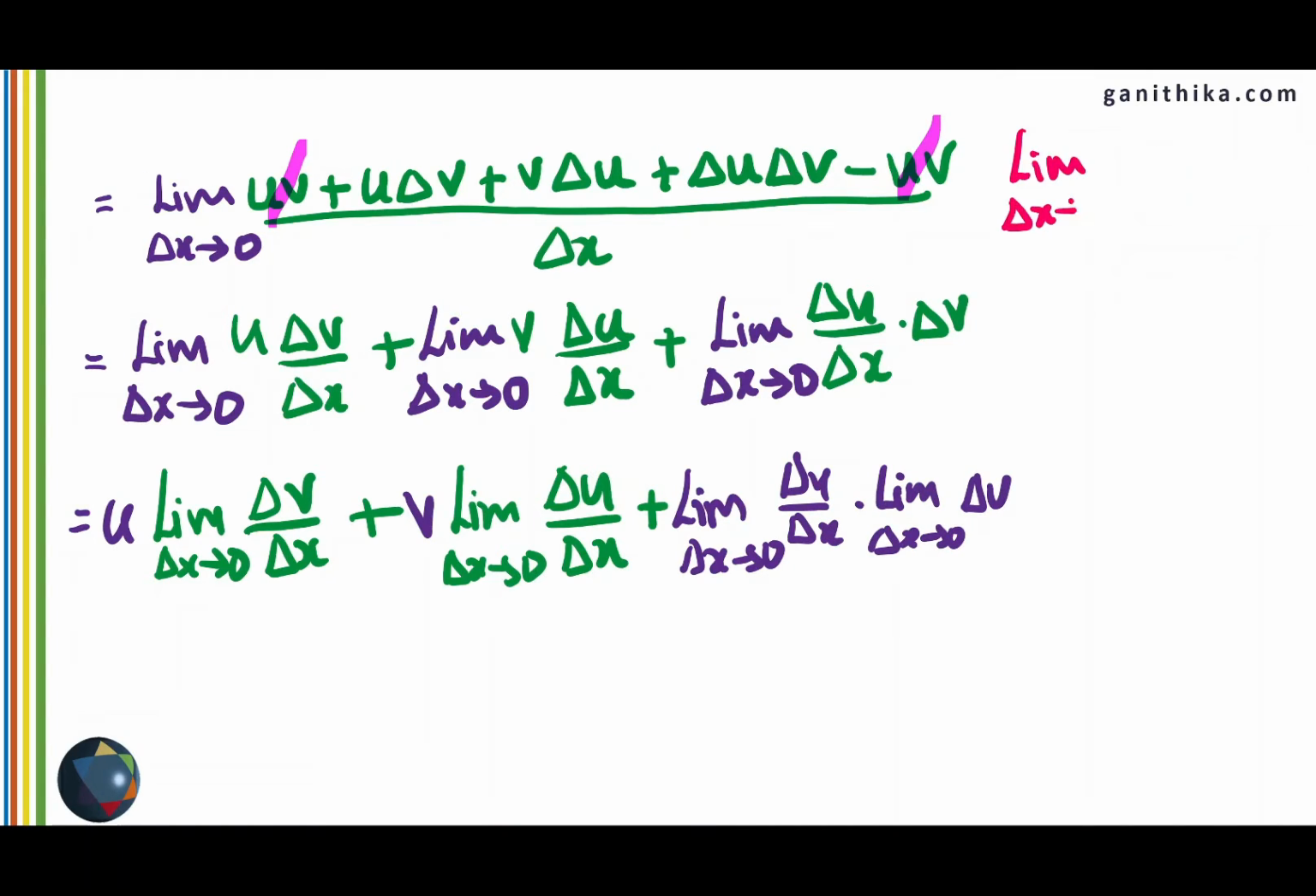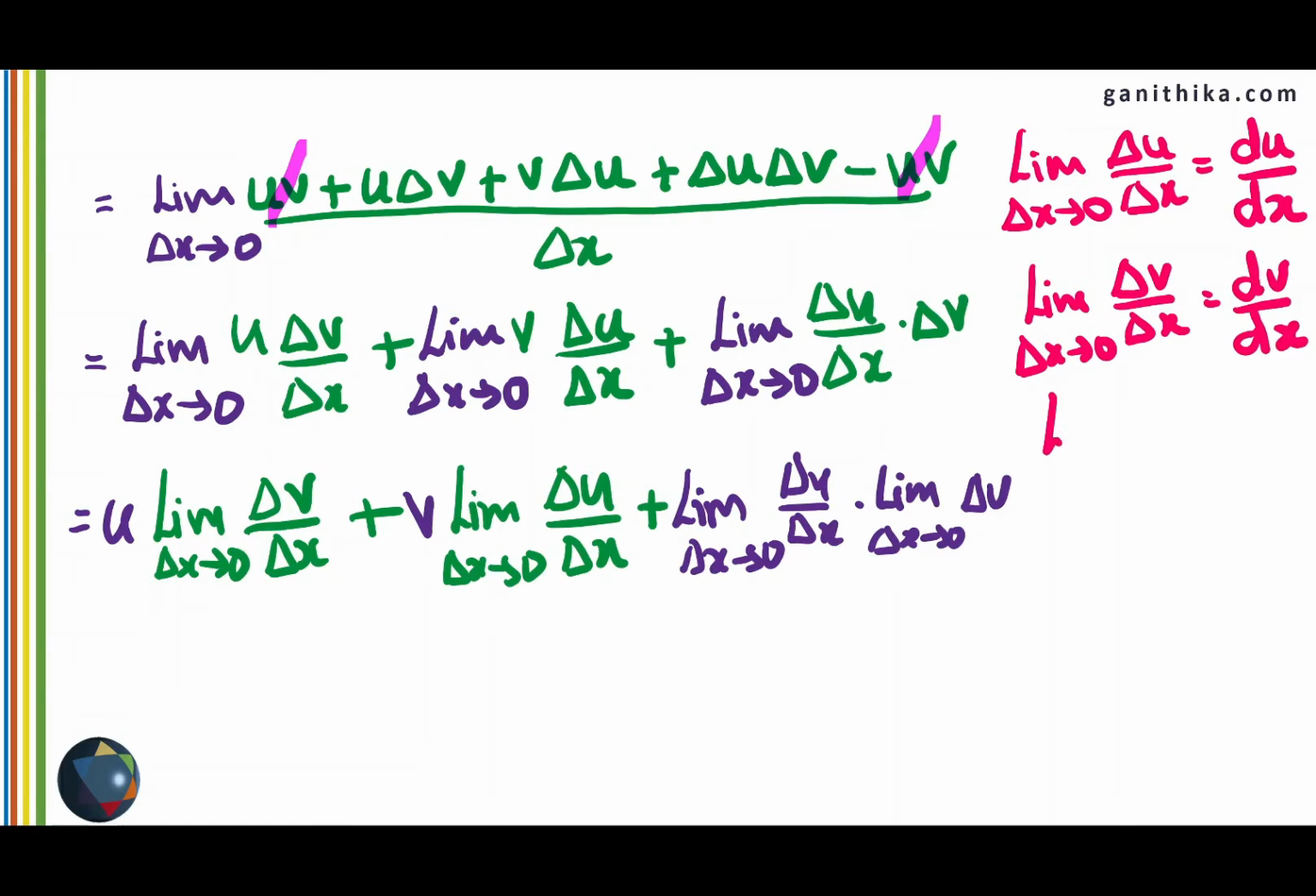So these limits give you the derivative of the function with respect to x. Whereas the last limit, delta v, gives you 0, because as delta x tends to 0, delta u, delta v as well as delta y, all of them tend to 0. Therefore the limit of delta v as delta x tends to 0 should be equal to 0.